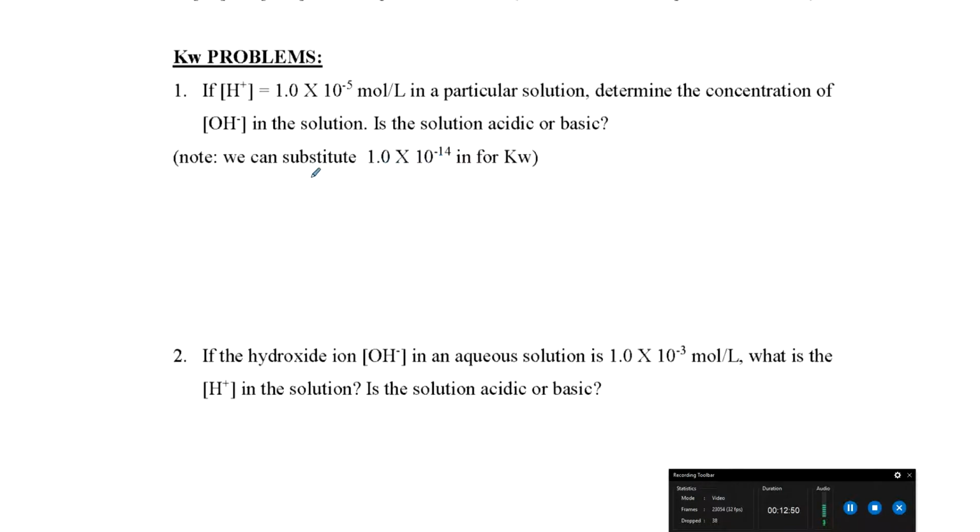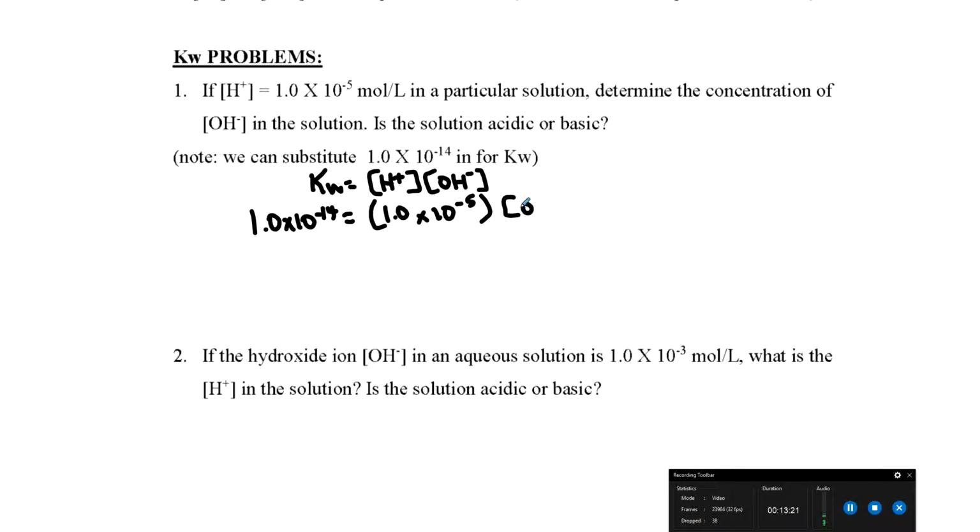So let's start by writing our Kw expression, which would be this here, just multiplying the two ion concentrations. Now we know this is what Kw is equal to. And we're just going to assume we're at 25 degrees Celsius because we're not told otherwise. And we are told that the H plus ion has a concentration of 1 times 10 to the negative 5. So we just need to solve for OH negative. So we're going to divide both sides by 1 times 10 to the negative 5.